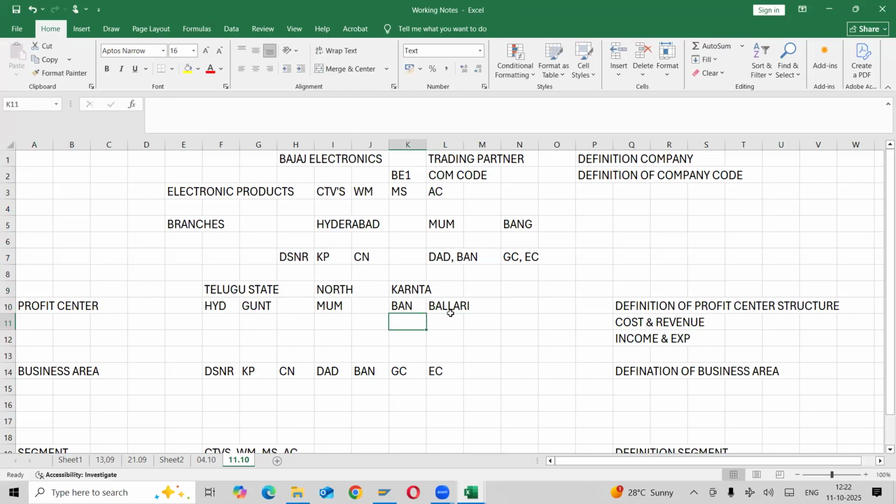Bangalore and Bellary. So if I want to generate a report, I have two profit centers in Karnataka, one in Bangalore and one in Bellary. If I want a consolidation at Karnataka level, then I will create one group, and under that I'll create two separate profit centers. This is called a profit center group, and these are called profit centers.